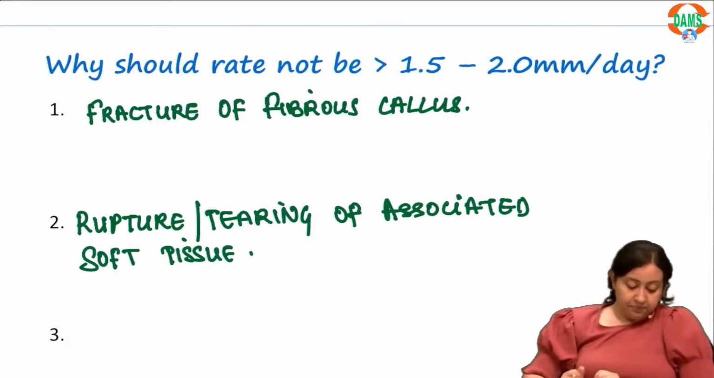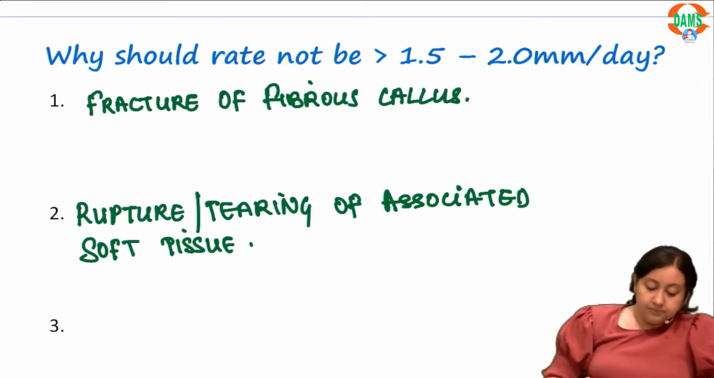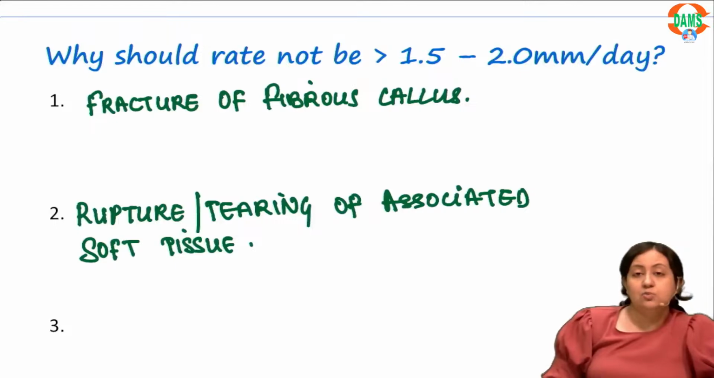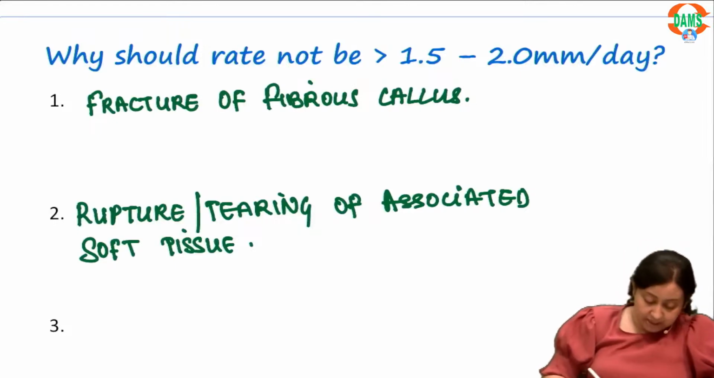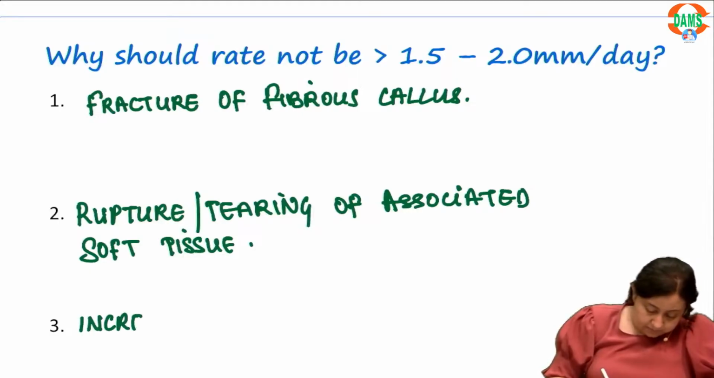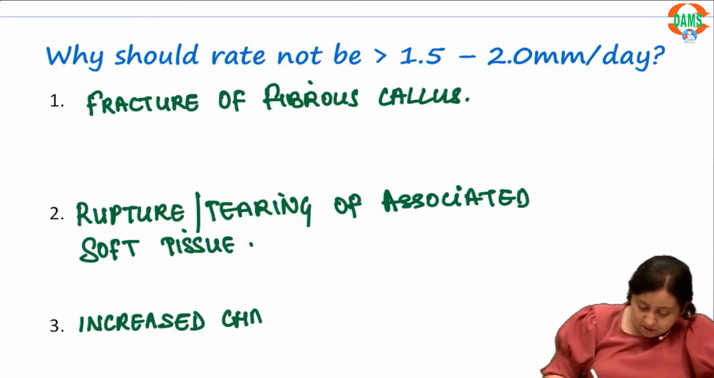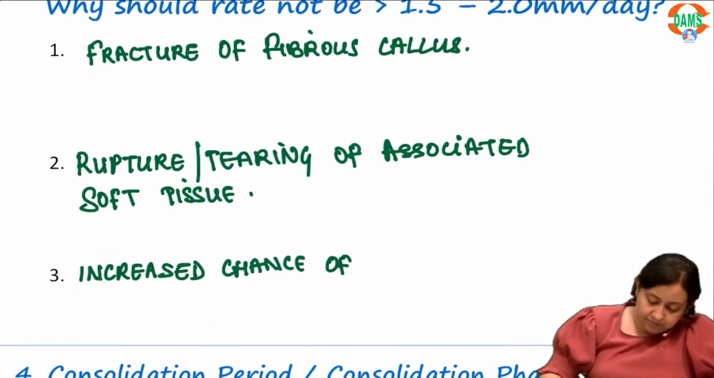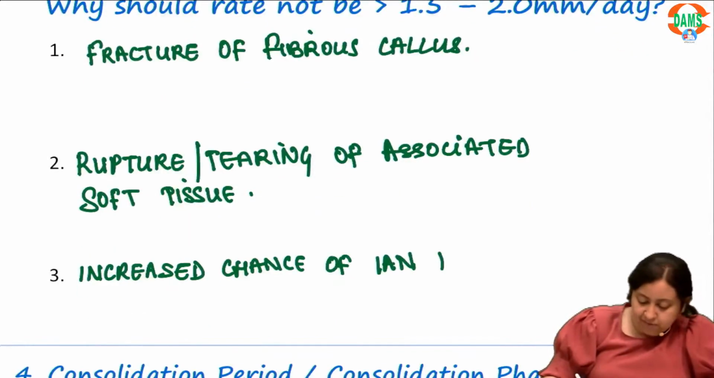Okay. Now the third is, if the distraction is more than 1.5 to 2 mm per day, there is an increased chance of inferior alveolar nerve paresthesia.